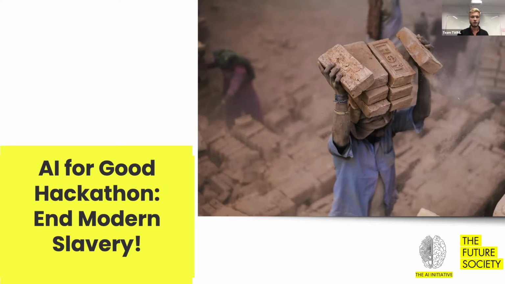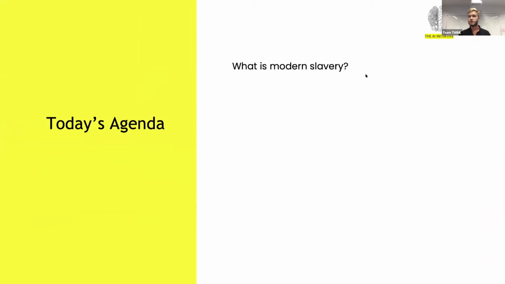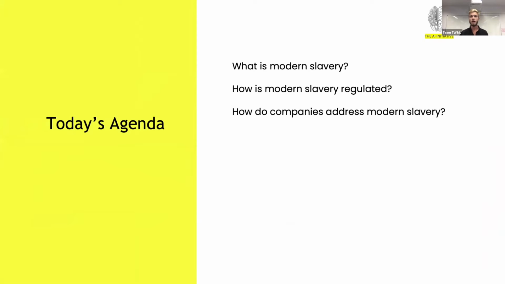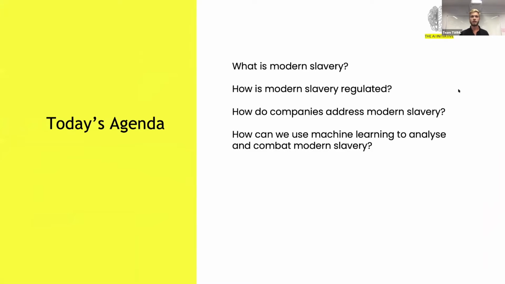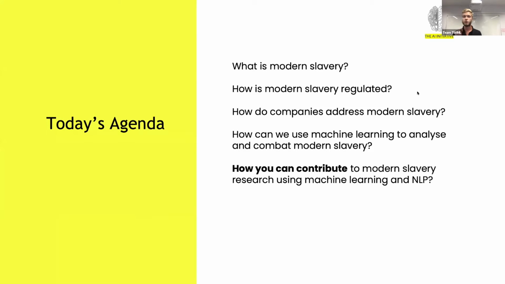So today's agenda, let me see if I can swap slides. Okay, so firstly, we're gonna take a look at what is modern slavery and what is not. How is it regulated in different countries and governments? How do companies address this issue in their supply chains? And what is then the opportunity that we can leverage machine learning for? And finally, we will learn how you can contribute to the modern slavery research using machine learning and NLP.